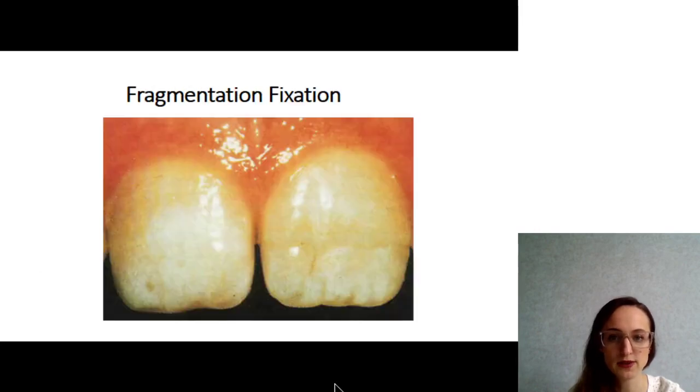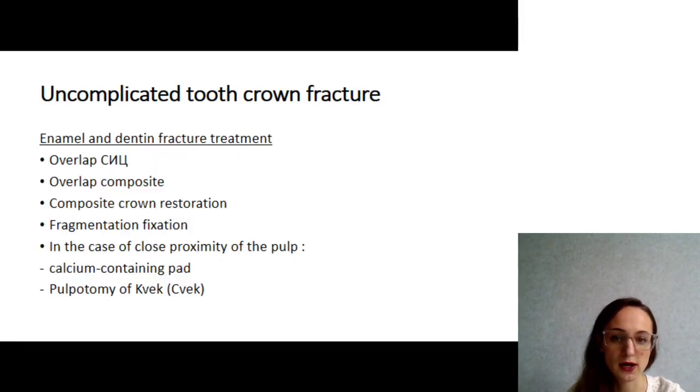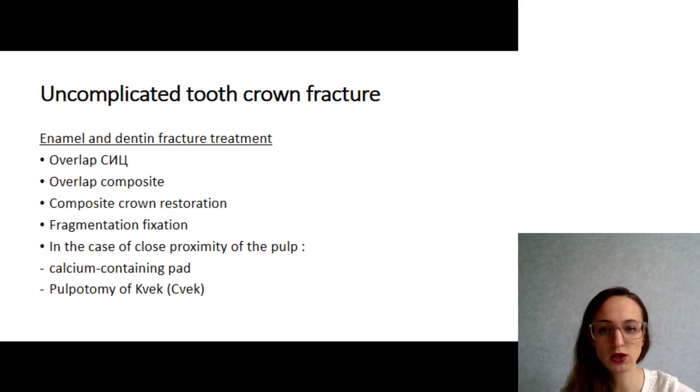It is a special method. Then fragment fixation. Look, it is a fragment of enamel, but without the pulp, and we can fixate this fragment. Then enamel and dentin fracture.